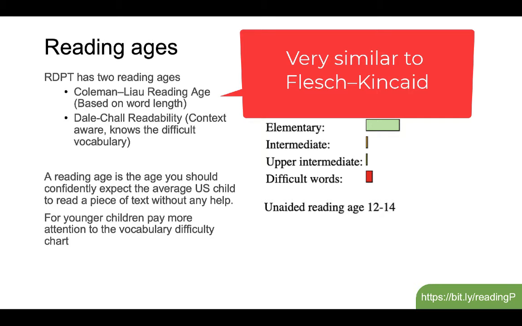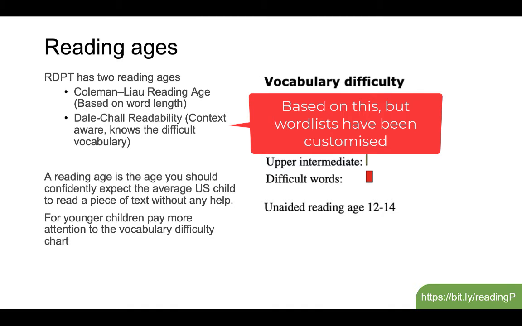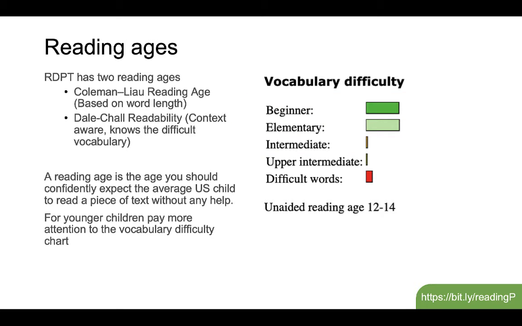The reason I've chosen that is because it's great for machine learning. However, it's not context aware. It doesn't understand the words that are being used. So the Dale-Chall readability is fantastic, and it gives you a really good idea. Now, the reading age is based on a US child being able to read a piece without any help. So you can see this one is a reading age of 12 to 14.